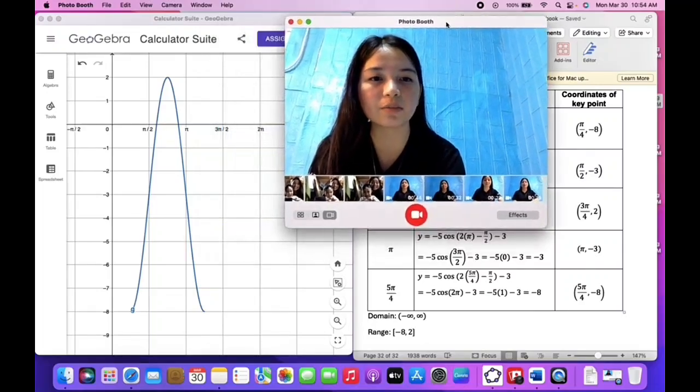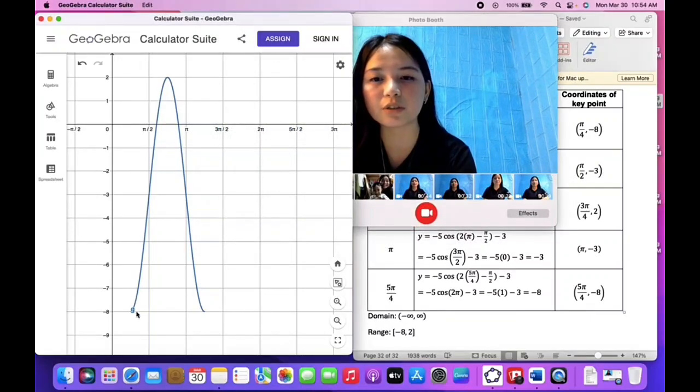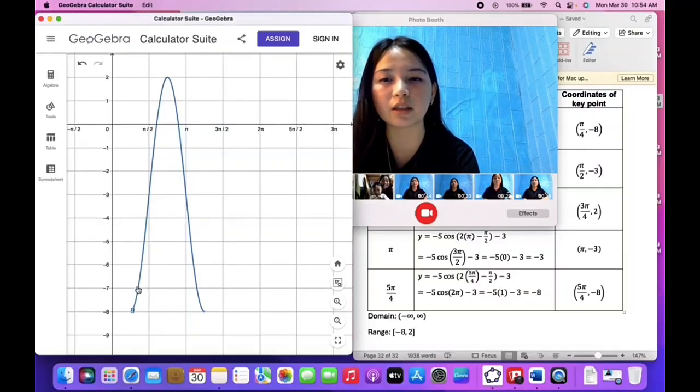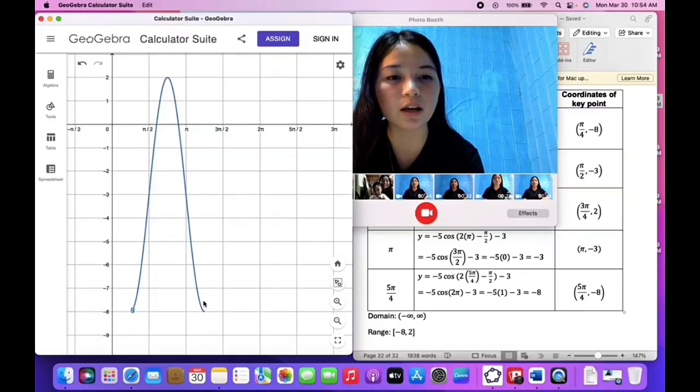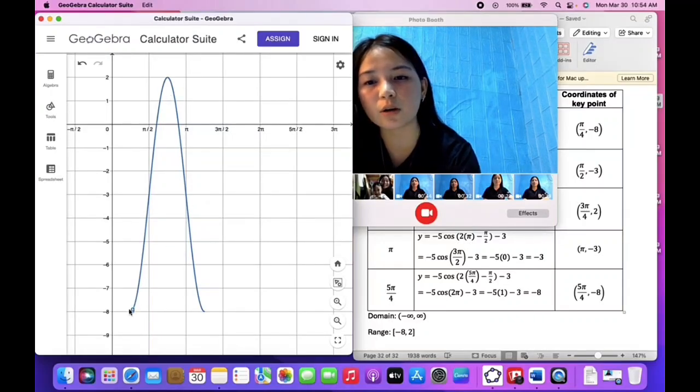We can see it here. Our first coordinate is pi over 4 and negative 8. Our midline point is pi over 2 and negative 3. Our maximum point is 3 pi over 4 and 2. And our midline point is pi and negative 3. Our minimum point is 5 pi over 4 and negative 8. So this is our one whole period of a cosine function.